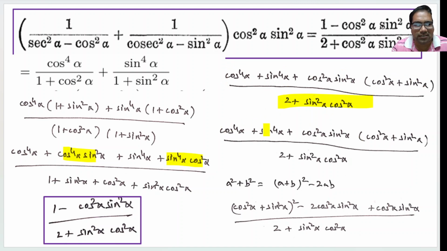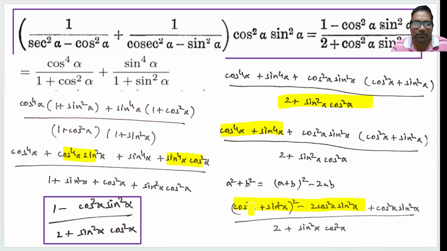Right. Now, if you see these two parts, this is in the form of a square plus b square, where a is cos square and b is sin square. What can we do? We can rewrite a square plus b square as a plus b whole square minus 2ab. Right. So let's do that. That is cos square alpha plus sin square alpha whole square minus 2 cos square sin square. And this cos square sin square is anyway there, let it be.